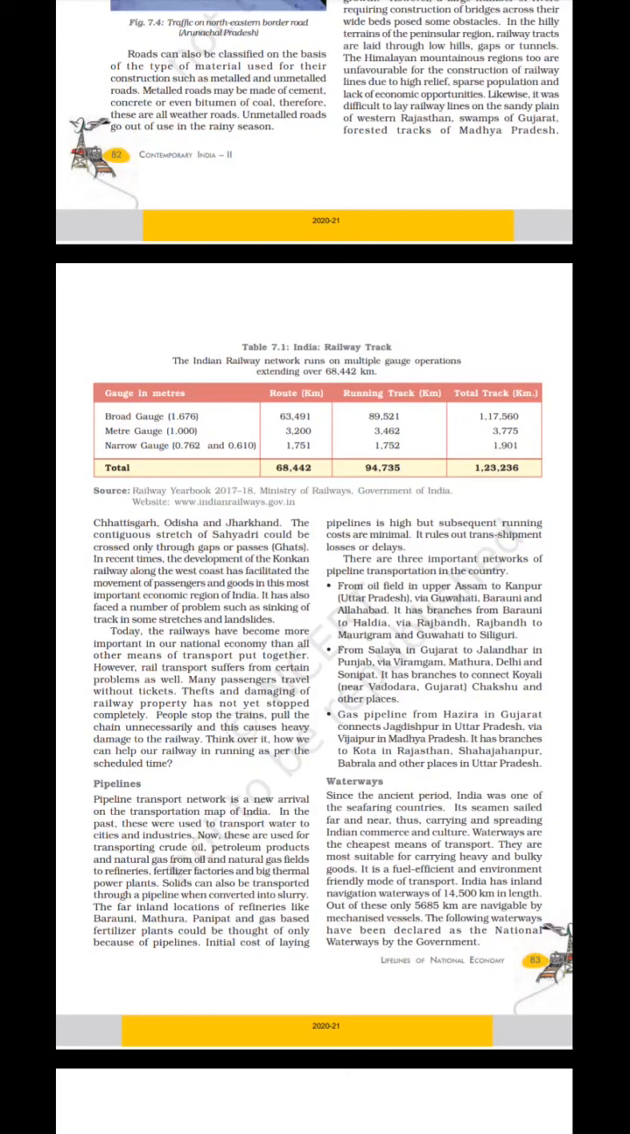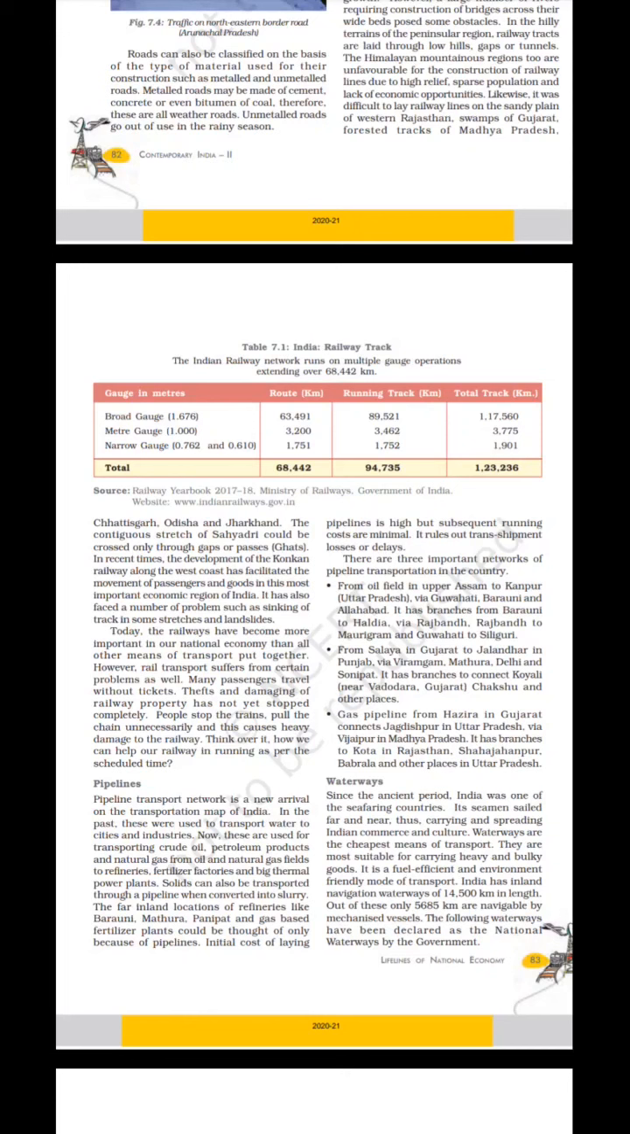From oil fields in Upper Assam to Kanpur, Uttar Pradesh, via Guwahati, Barauni, and Allahabad. It has branches from Barauni to Haldia, via Rajbandh to Maurigram, and Maurigram and Guwahati to Siliguri. From Salaya in Gujarat to Jalandhar in Punjab, via Viramgam, Mathura, Delhi, and Sonipat. It has branches to connect Koyali near Vadodara, Gujarat, Chakshu, and other places.